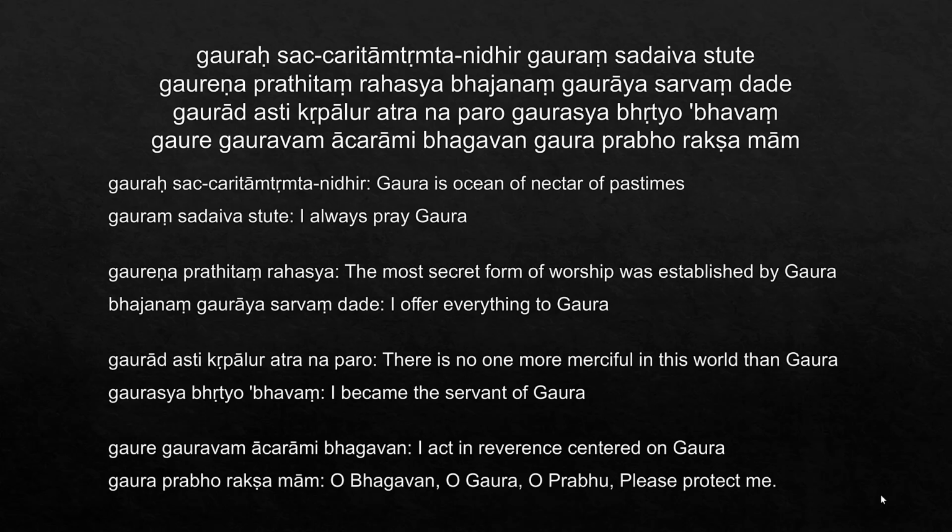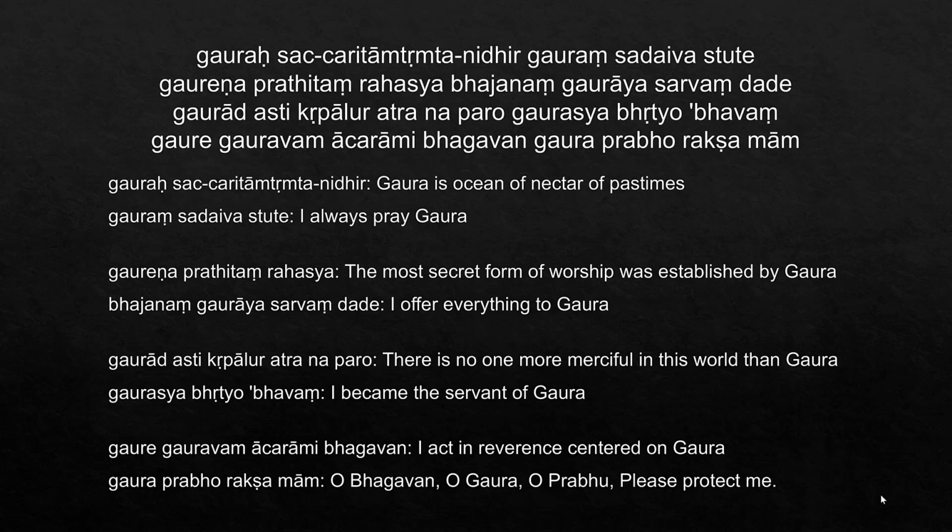So let me give you an example. This is a verse prepared by a great devotee named Raghunath in a book called Gauranga Virudavali. In that book, he has written this verse in glorification of Lord Chaitanya. This verse is very beautiful because it takes all 8 declensions or types of suffixes for name-related words. The first line is Gauraha sat-charitamrita-nidhir. Gaura is an ocean of nectar of pastimes. You notice Gaura is a subject.